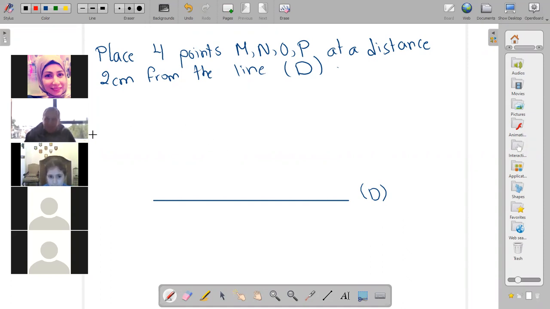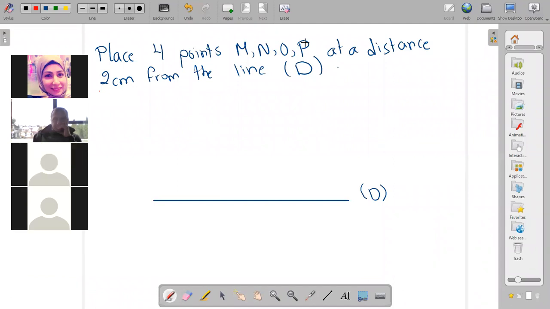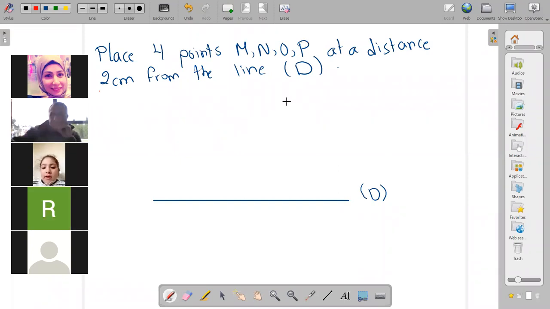First step, what shall I do, teacher, in order to place the point? Each point is at a distance 2 centimeters. What shall I do first, teacher? Bring what? A perpendicular line. Excellent. We have to draw a perpendicular line.